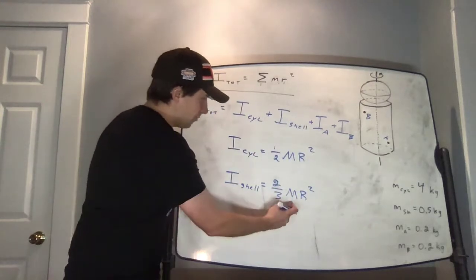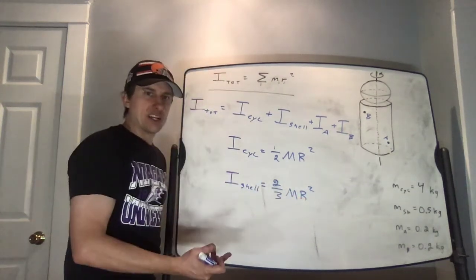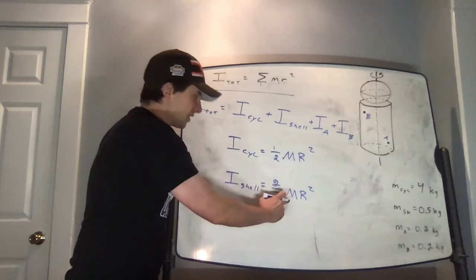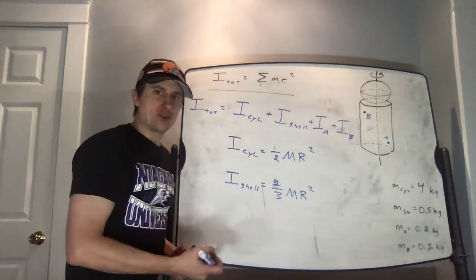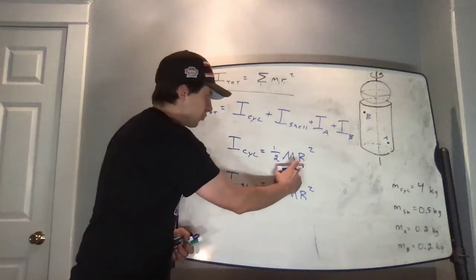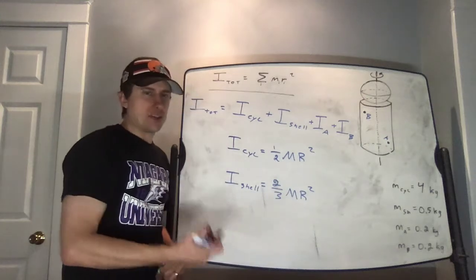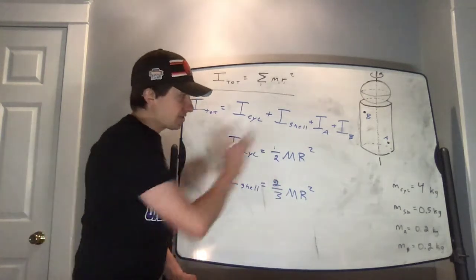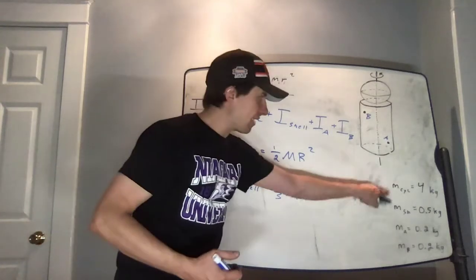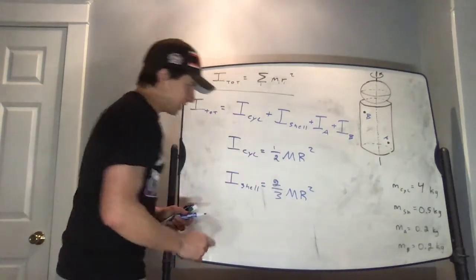For this equation, big M is the mass of the thin spherical shell, and big R is the radius of the thin spherical shell. In general, this mass does not need to be the same as this mass. The cylinder does not need to have the same mass as the shell. Similarly, this radius does not need to be the same as this radius. In general, the cylinder and the shell could have different radii. In this particular example, we chose that the cylinder and the shell will have the same radius, but they have different masses. So I could calculate each of these terms out individually.